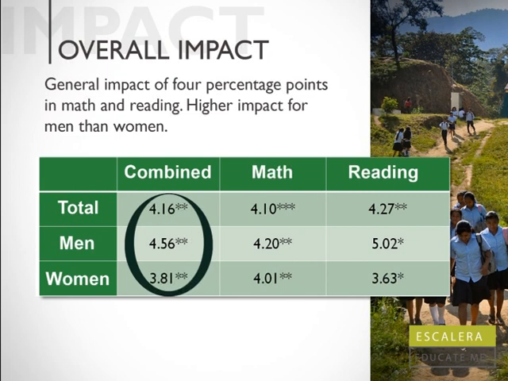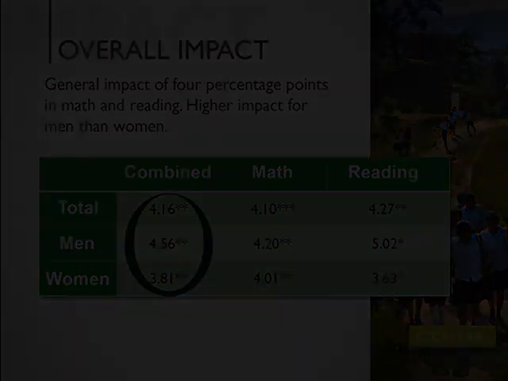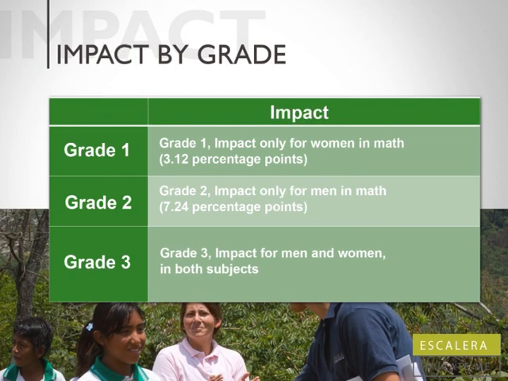Alright, so to summarize, we see that for the general overall impact, the treatment effect is around 4 percentage points in both maths as well as reading. And another interesting thing is that we see a slightly higher impact for males than females. Alright, moving on to impact by grade. Here we actually see that grade 1 and 2 have a significantly different impact from grade 3.